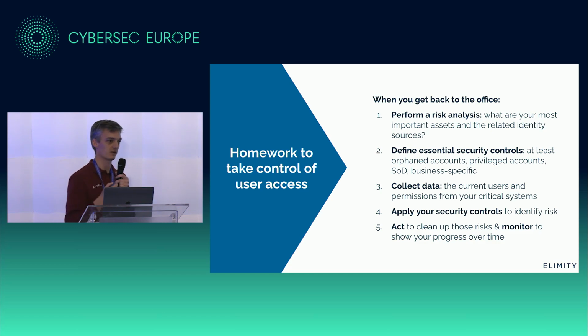Take a look at our website, at our guide. It will help you a lot. Map those controls to your risk, to your most important systems. Typically, again, orphaned accounts, privileged accounts, separation of duty, and business-specific policies. And then make it a data exercise. So don't start by asking people questions about all of the accounts out there, but try to collect your current users and current accesses across the systems that you identified as critical in step 1, and apply your security controls to that data to give you a sense of where you should actually focus your effort.